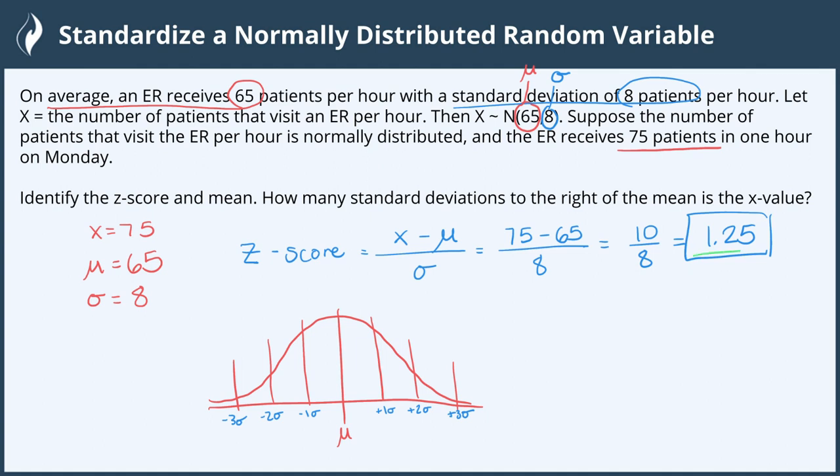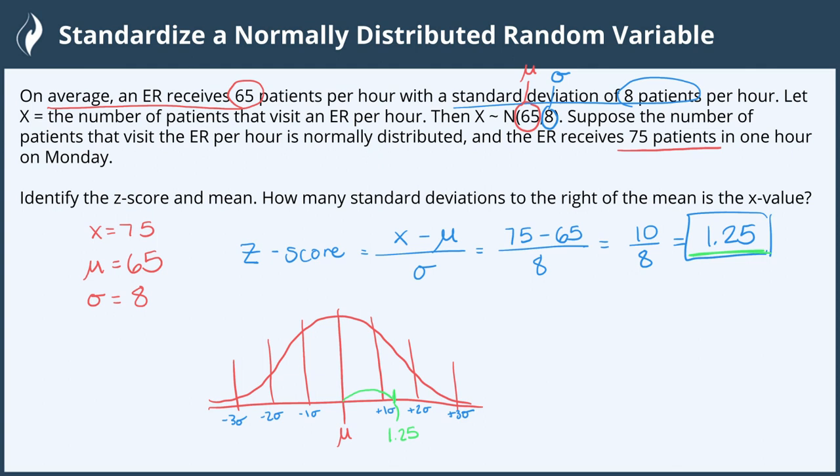We have a z-score of 1.25, so we know we are above the mean in the positive direction, just over 1 standard deviation. We are at 1 standard deviation, plus 0.25. So 1.25 standard deviations above the mean.